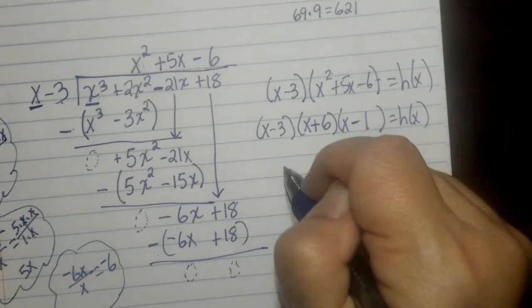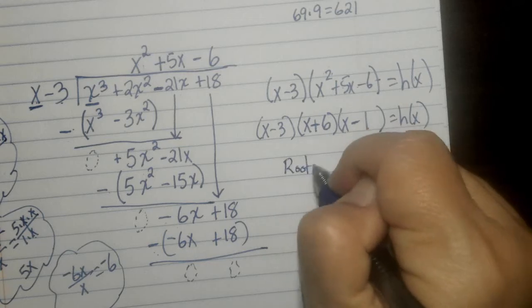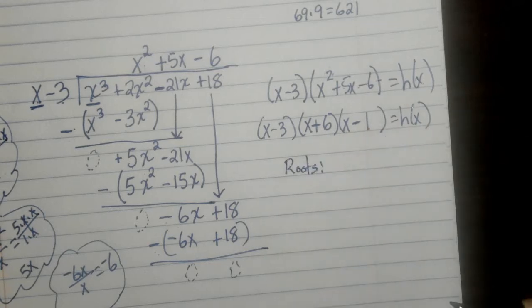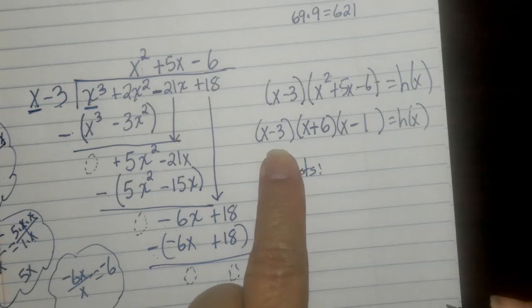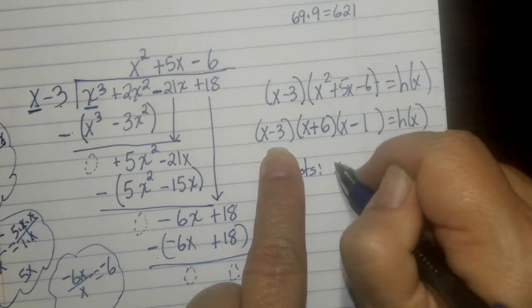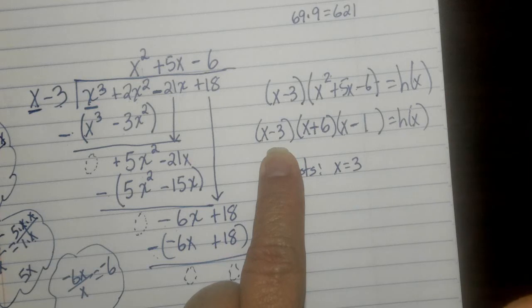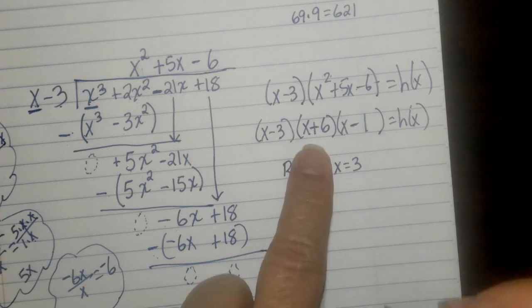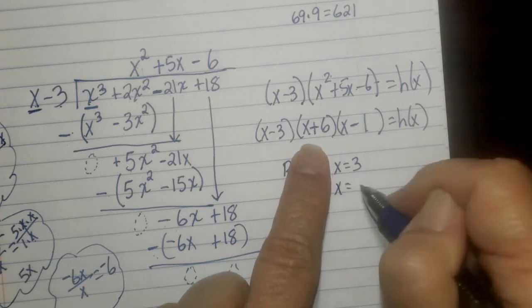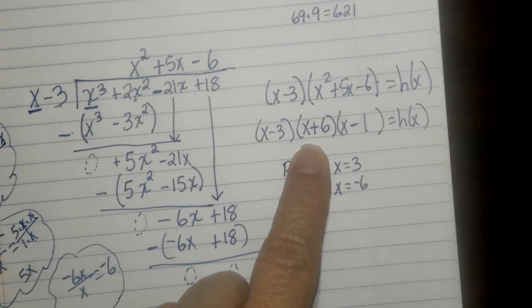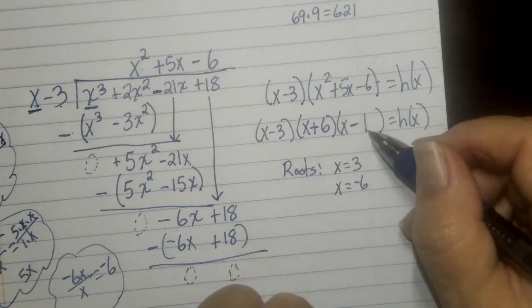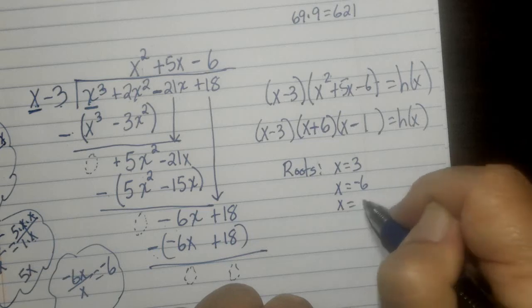So then what are my roots? Your roots are your zeros, which are your x-intercepts. So how do I make this factor equal 0? If x is 3, right? How do I make the middle one equal 0? X would be negative 6. How do I make the third factor be 0? X is equal to 1.